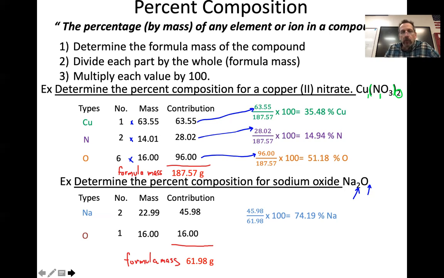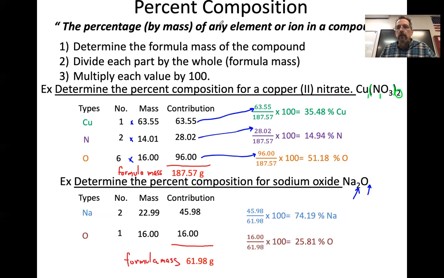That means division, times 100. We get 74.19% sodium. We do the same thing for oxygen, 16 out of 61.98 means division, times 100, 25.81% oxygen. So this is a nice set of examples for how we calculate percent composition data, knowing that it's based on something called the formula mass, which is kind of like the entire mass of the formula for the chemical of interest.